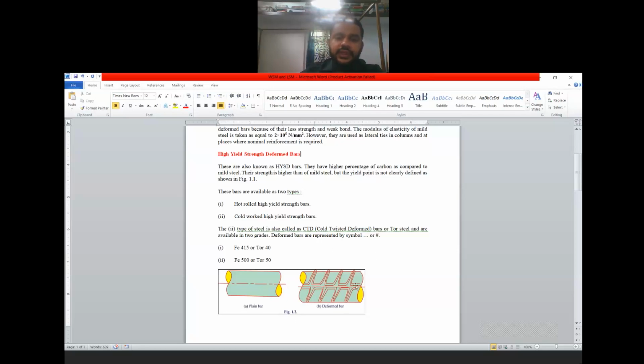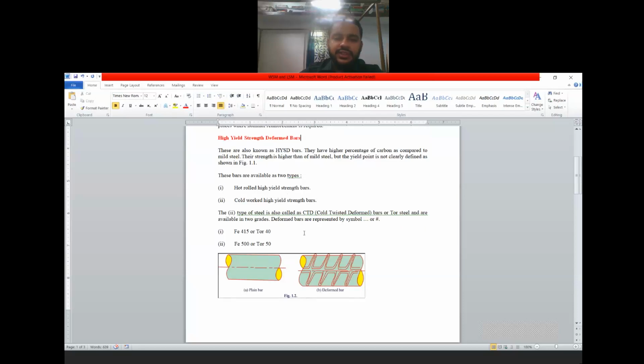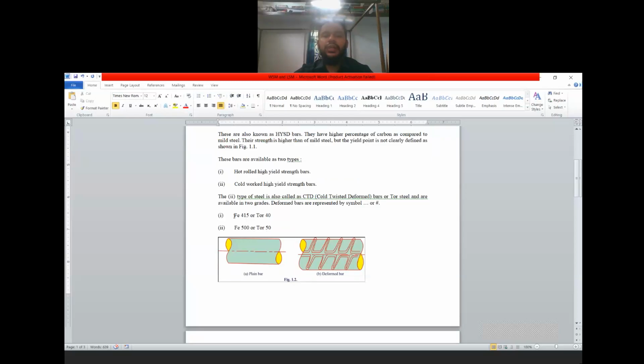Okay, so these are deformed bars, and these bars are available in two types: hot rolled, high yield stress bar. No need to go through all of it, just see the theory part. But we will need this Fe415 and Fe500. These two we will use in this syllabus, in this subject. Okay, so if you are given Fe415 grade of steel, that means you have to understand that the yield stress for this steel is 415 Newton per millimeter square.